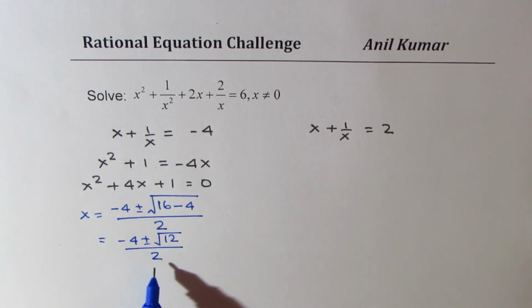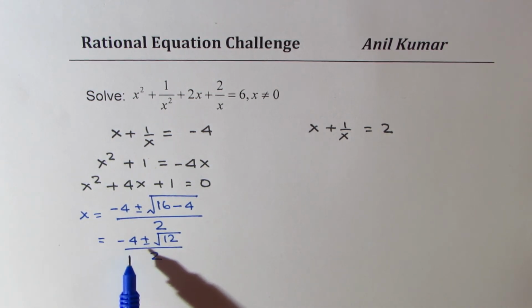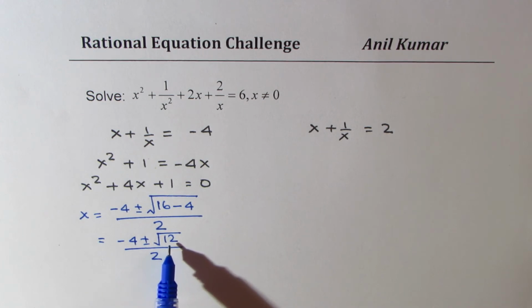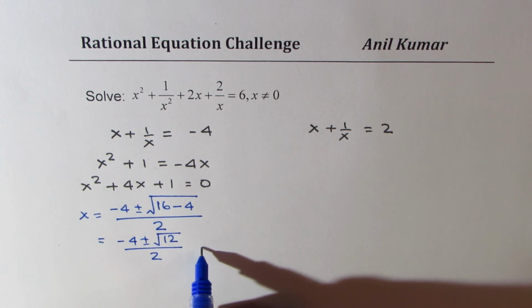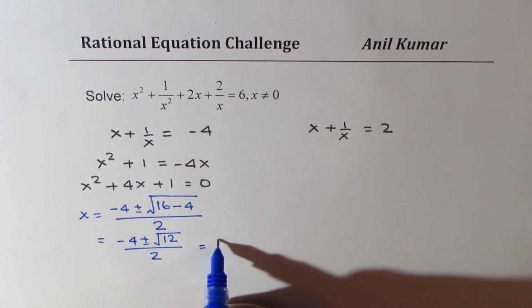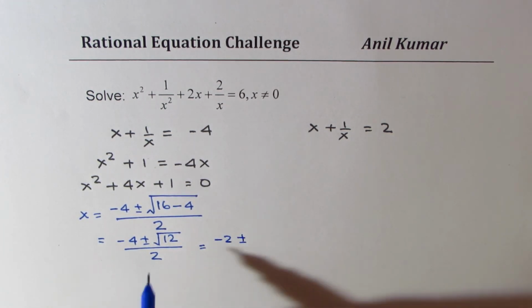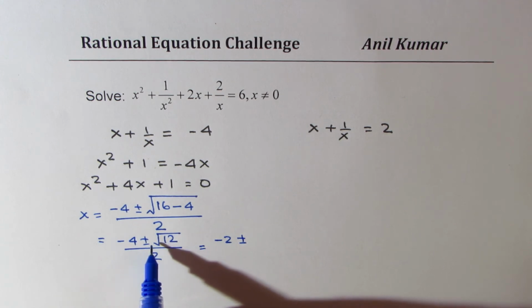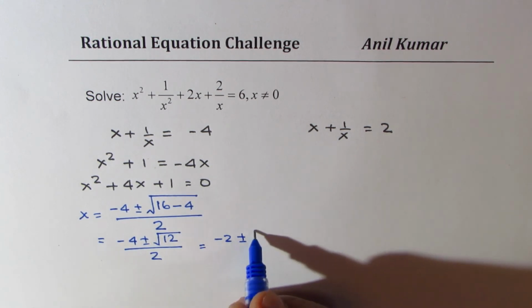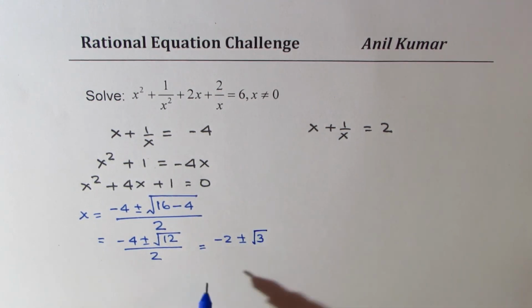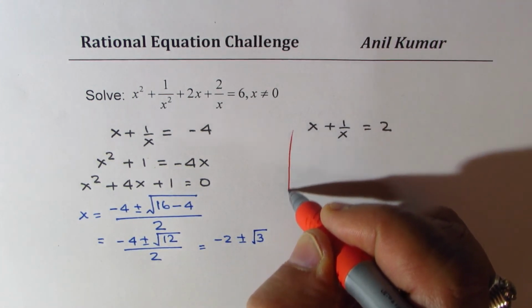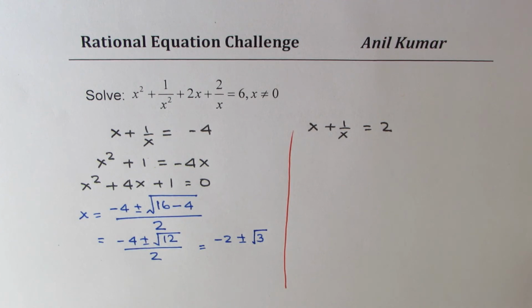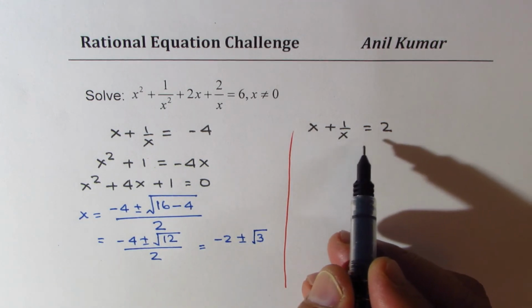Now this could be simplified. You can just divide by 2. So 12 is 4 times 3, so 2 square root 3. So we could write this as minus 2 plus minus, this is 2 square root 3 over 2, so plus minus square root 3. Correct? So that is how you could write this. So we get two solutions from the first part. Now let's solve the other half.